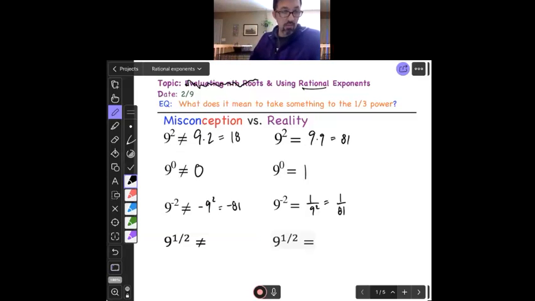And so then, you see 9 to the 1/2. Oh, what's 9 to the 1/2 mean? Oh, maybe it just means 9 times 1/2, right? Which would be 4.5. But 9 to the 1/2 doesn't give us 4.5, right? What do we get when we take 9 to the 1/2? So I just want to go to the calculator real quick and see what happens.